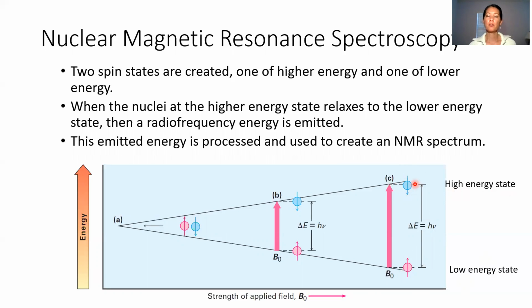What the NMR spectrometer will do is, as this high energy state nuclei relaxes back to the low energy state, that releases energy in the form of a radio frequency that's measured. And that's what's processed to create your NMR spectrum.